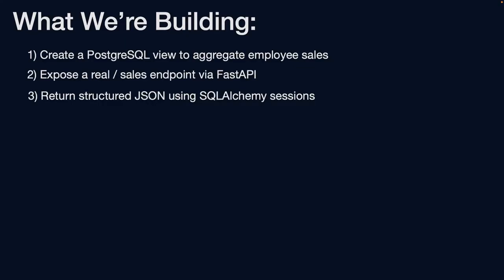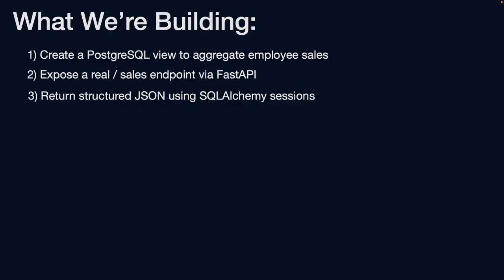In this episode, we'll create a PostgreSQL view to aggregate employee sales. Then we'll expose a real sales endpoint via FastAPI, and then we'll return the result. It should be structured JSON using SQLAlchemy sessions.